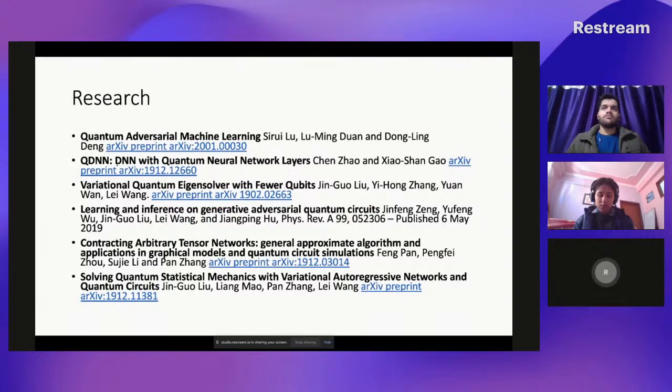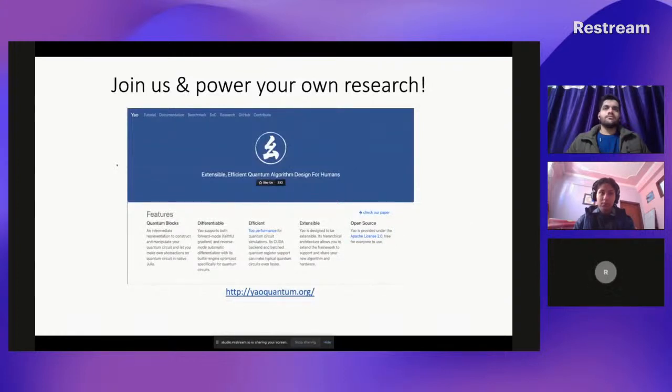Last, I list a few research papers. If you want to learn more about this field and how variational algorithms and machine learning work with quantum computing, you can go ahead and read these papers. As a final slide, if you want to join the open source effort, you can go to this website and start looking at a bunch of resources and power your own research.